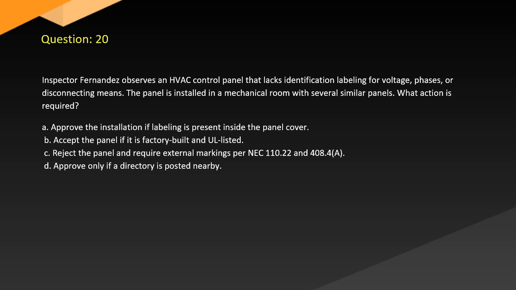Question 20. Inspector Fernandez observes an HVAC control panel that lacks identification labeling for voltage, phases, or disconnecting means. The panel is installed in a mechanical room with several similar panels. What action is required? A. Approve the installation if labeling is present inside the panel cover. B. Accept the panel if it is factory built and listed. C. Reject the panel and require external markings per NEC 110.22 and 408.4. D. Approve only if the directory is posted nearby.